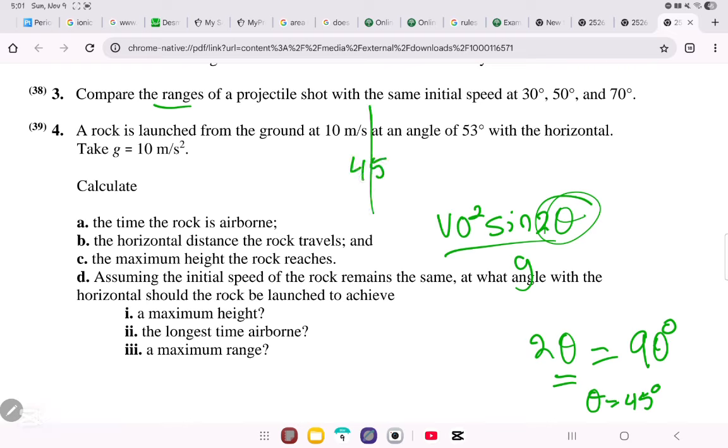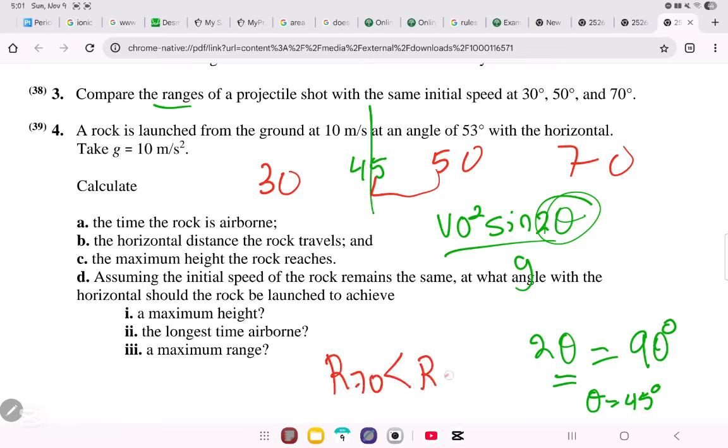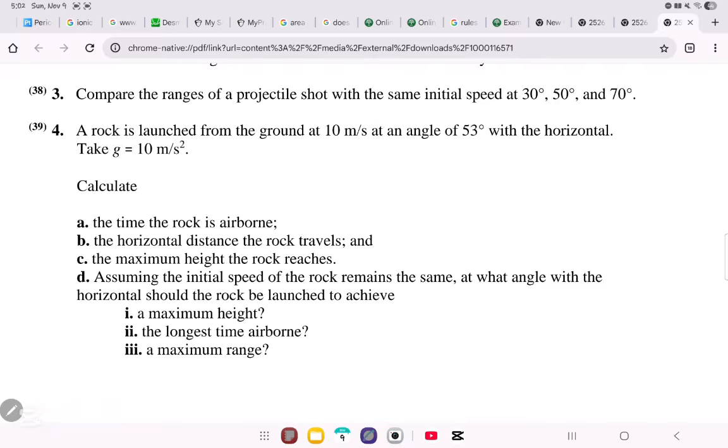It's the maximum. The farther away you go from it, the smaller the range. But the closer you are to 45, the larger the range. So we have 30, 50, and 70. Right? 70 is how far from 45? It is 25 away from 45. And 50 is 5 away from 45, but 30 is 15 away from 45. So in order, it's going to be R70, then R30, then R50. So you just need to see which one is closer to 45. It's going to have the greatest range.